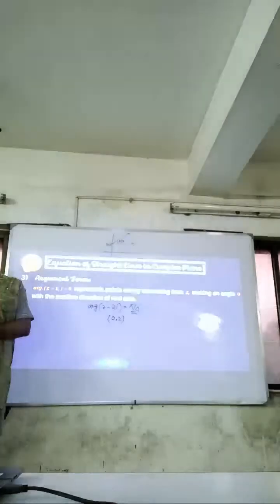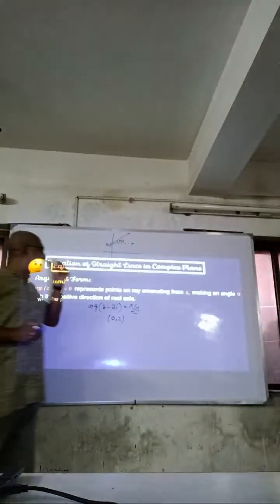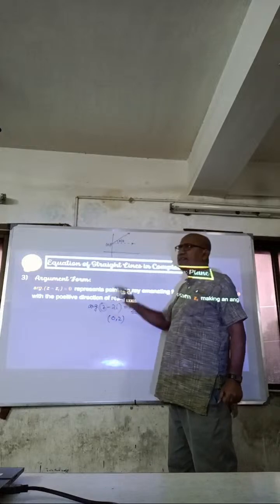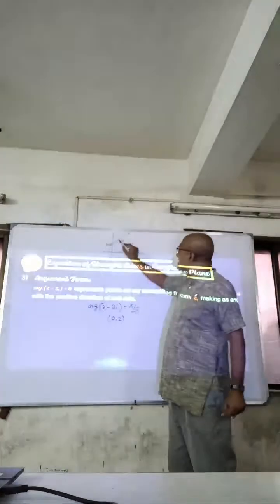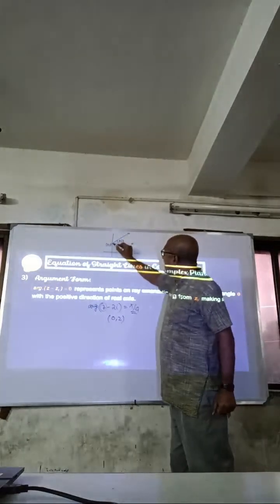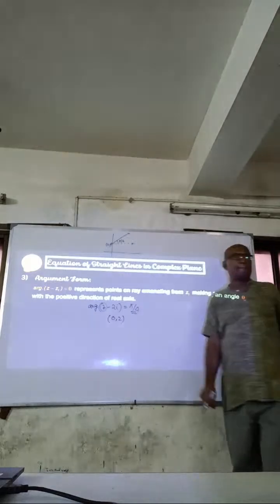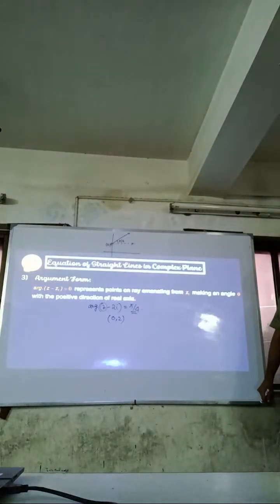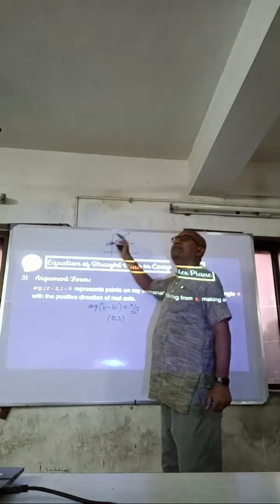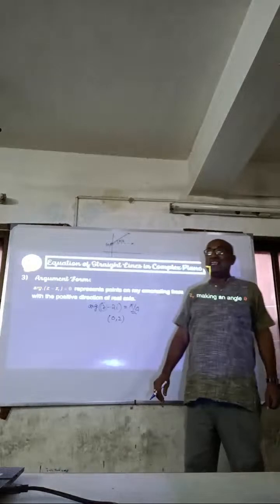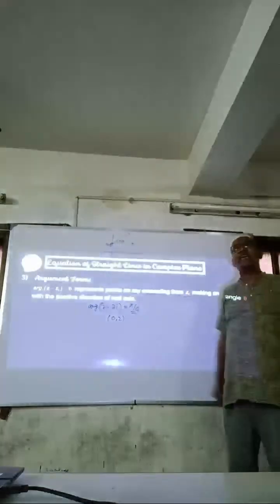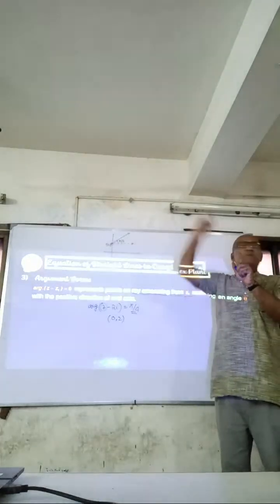Understood? Okay, now the question is, where does this z actually lie? It lies anywhere on this ray except this point. Why? Because if your z takes this value, the angle becomes 0. That is why I told you the ray is emanating from z1, emanating from that point.